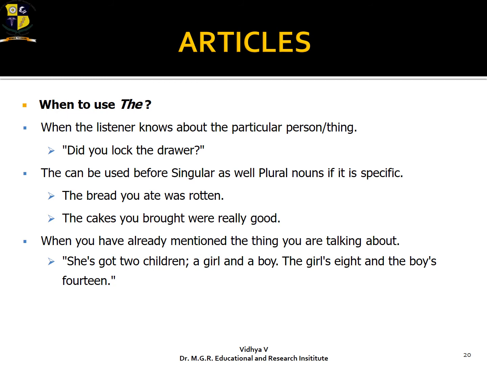So when you've already mentioned the thing you're talking about, you can say, she's got two children, a girl and a boy. The girl is 8 and the boy is 14. You should not say a girl is 8 and a boy is 14, because you've already referred to a girl and a boy in the first sentence. So in the second sentence, when you've already mentioned them, the next time you mention them, you can say the.